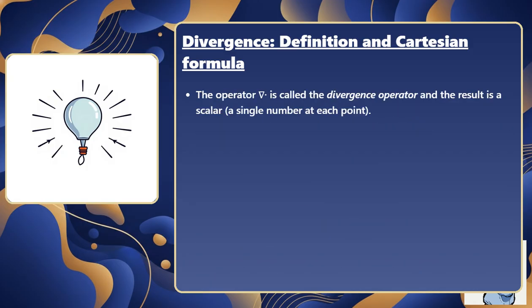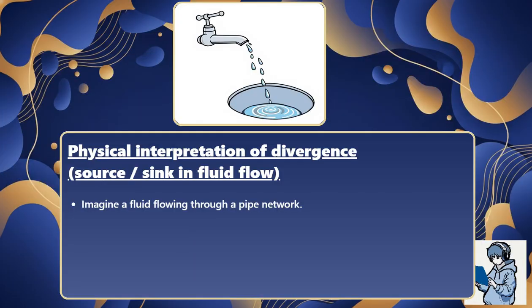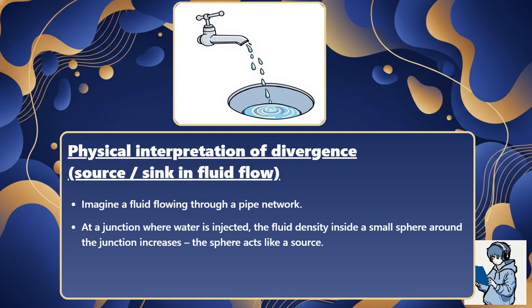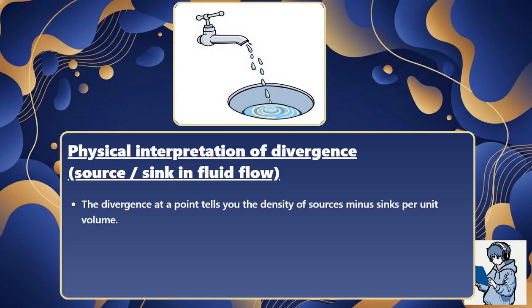The operator del dot is called the divergence operator, and the result is a scalar, a single number at each point. Imagine a fluid flowing through a pipe network. At a junction where water is injected, the fluid density inside a small sphere around the junction increases. The sphere acts like a source. Conversely, a drain that removes fluid acts like a sink. The divergence at a point tells you the density of sources minus sinks per unit volume.